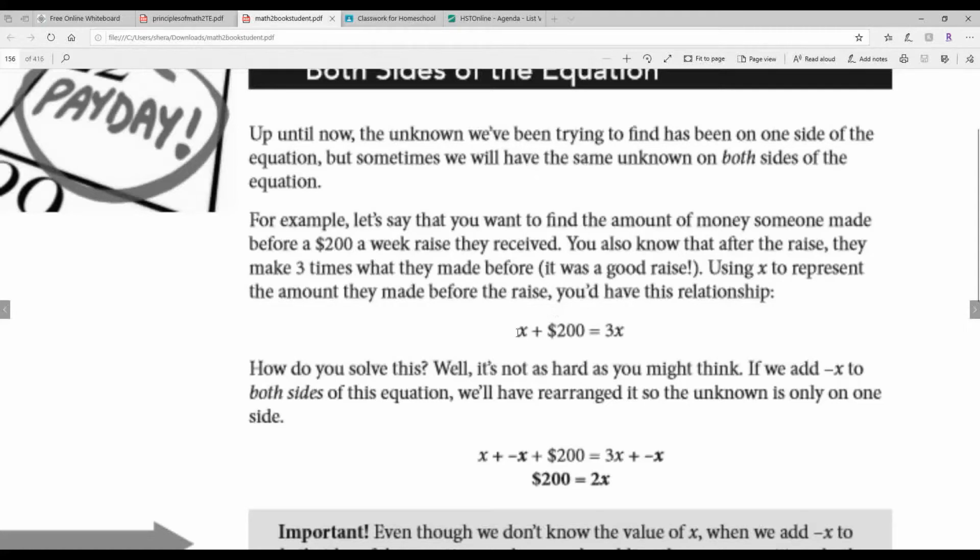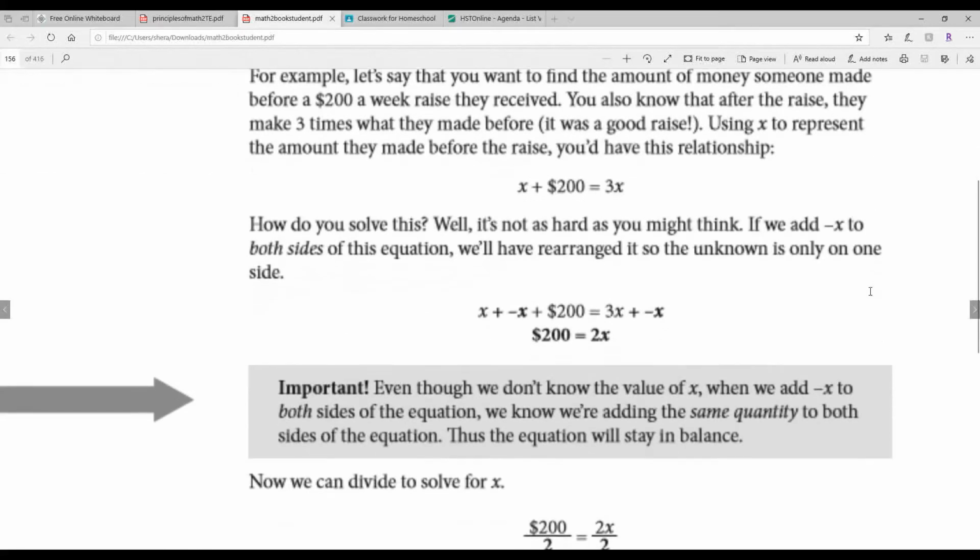So this X represents what they made. This was their salary, what they made, because it was what they made before. You want to find out the amount of money someone made before a $200 a week raise, and then you want to find out what 3 times that would be. So that's why you have X on this side and on this side. How are you going to solve this one?